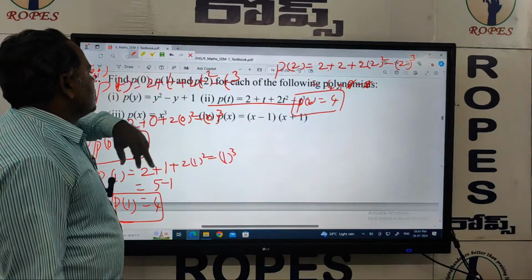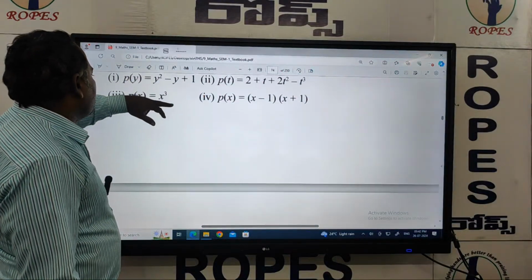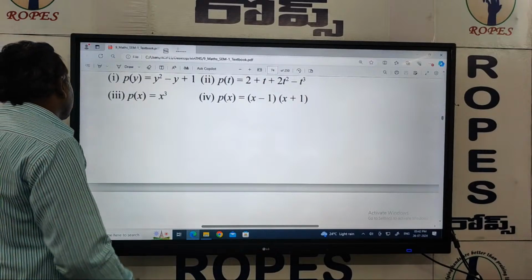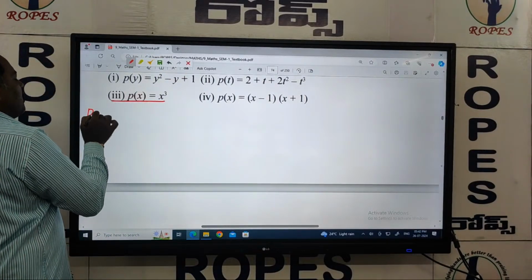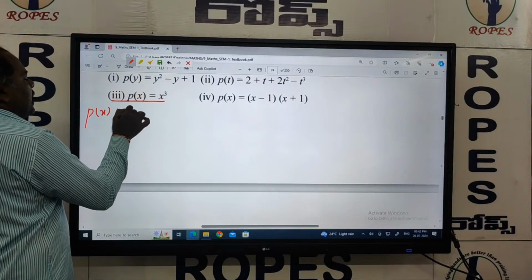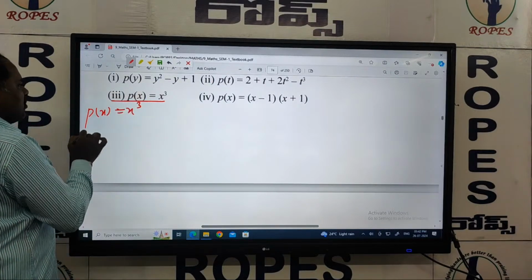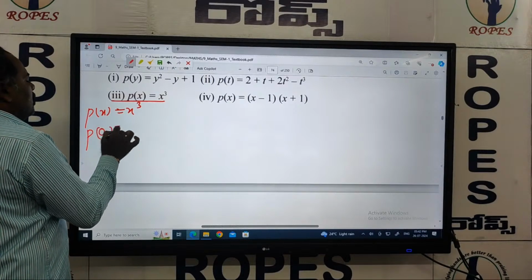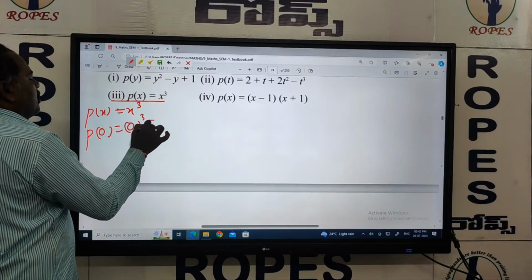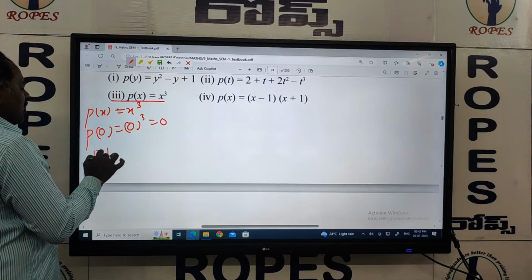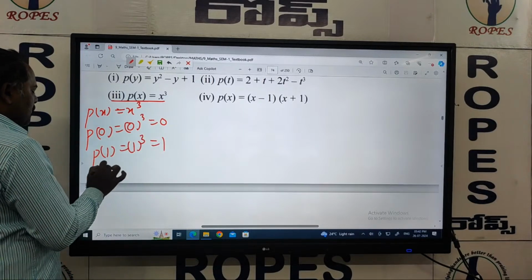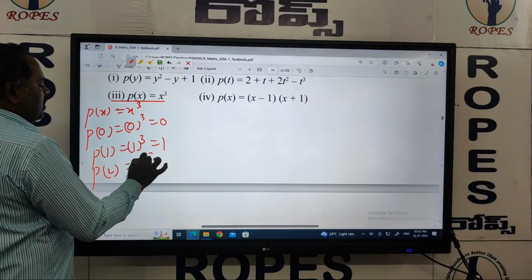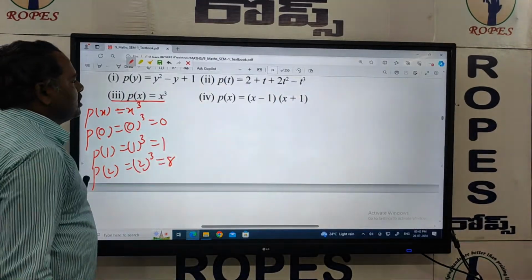Okay, now this is the way. Next, the third question. See here, this is the third one. Now P of x is equal to x cube, they gave. When it is P of 0, then 0 cube is 0. And P of 1 is equal to 1 cube, 1. P of 2 is 2 cube, 8. So this is the third one.